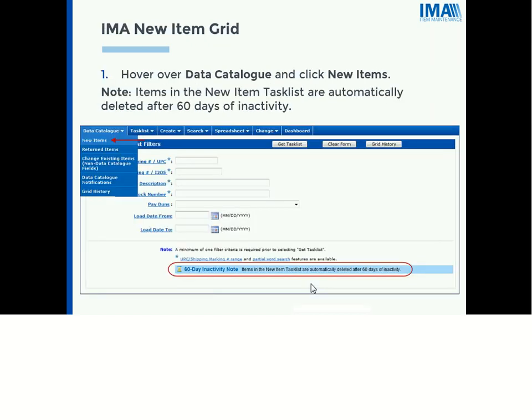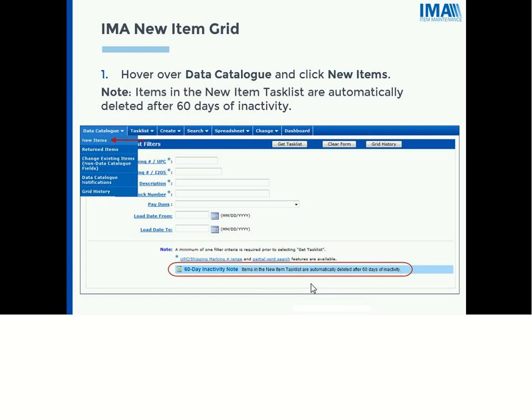So we're going to do a quick overview with the PowerPoint for the new item grid setup. And then I'm going to show you a demo and actually go into the IMA training environment application and walk you through in more detail. All right, so when you start off, you hover over Data Catalog and you click New Items.